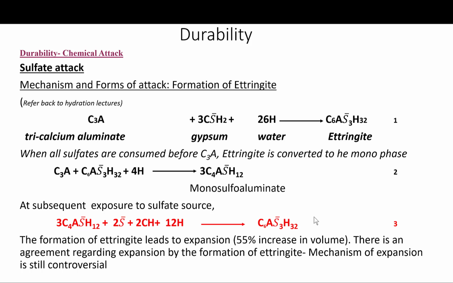The formation of ettringite leads to expansion, or it is believed to do so. There is a general agreement that the sulfate-related expansions in concrete are associated with ettringite. However, the mechanism by which the ettringite causes expansion is still a controversial subject, and really it's the subject of an ongoing debate.